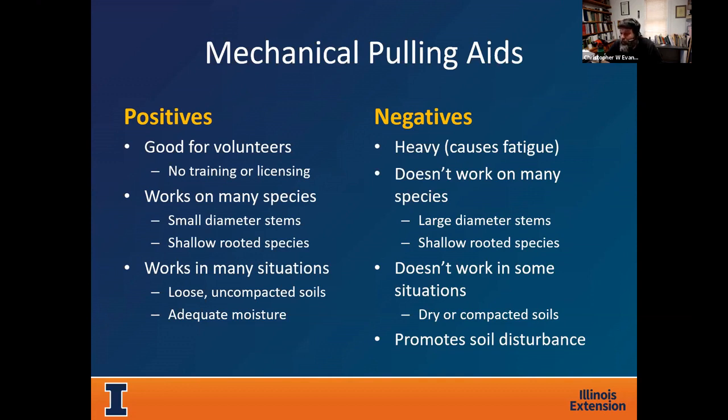They are heavy, so it causes fatigue. I always call them the best thing for somebody else to use in the woods. They don't work on many species, large diameter stems, or deep-rooted species, since they only work on shallow-rooted species. That doesn't work in some situations, dry and compacted soils. And again, just like the other one, it does tend to promote soil disturbance.